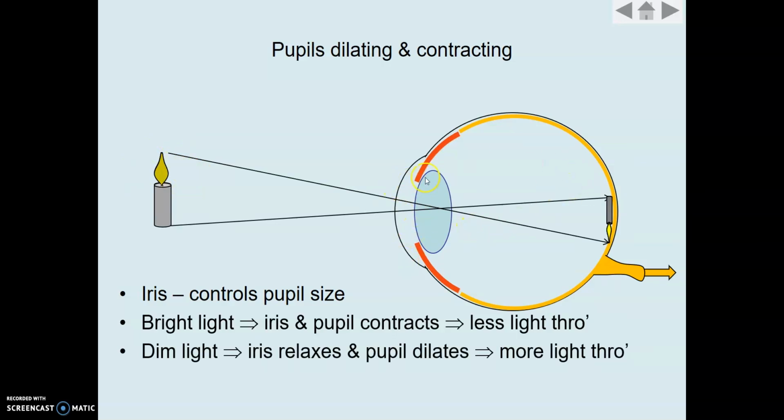This takes a little bit longer. You'll have noticed if you've come out of a bright place into a dark room at night, it takes a bit of time for your pupils to dilate, we say. They open up, these circular muscles relax, and the iris opens up, letting more light through, and you can see again.